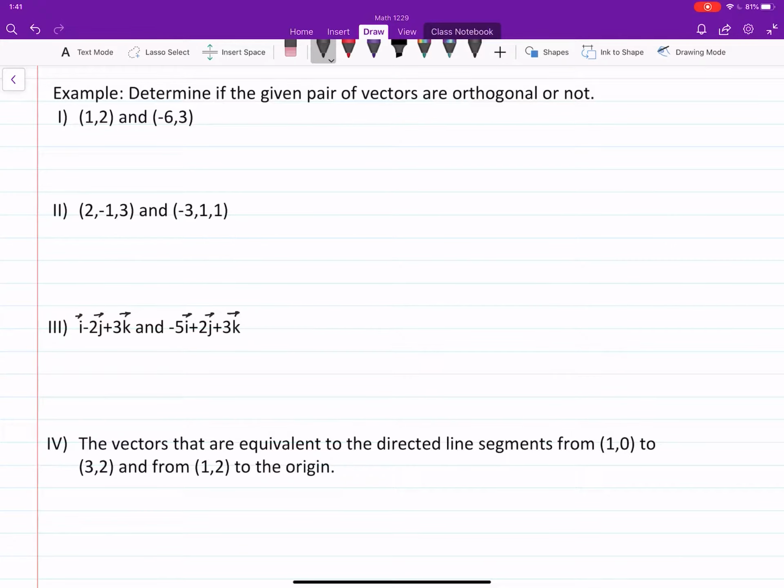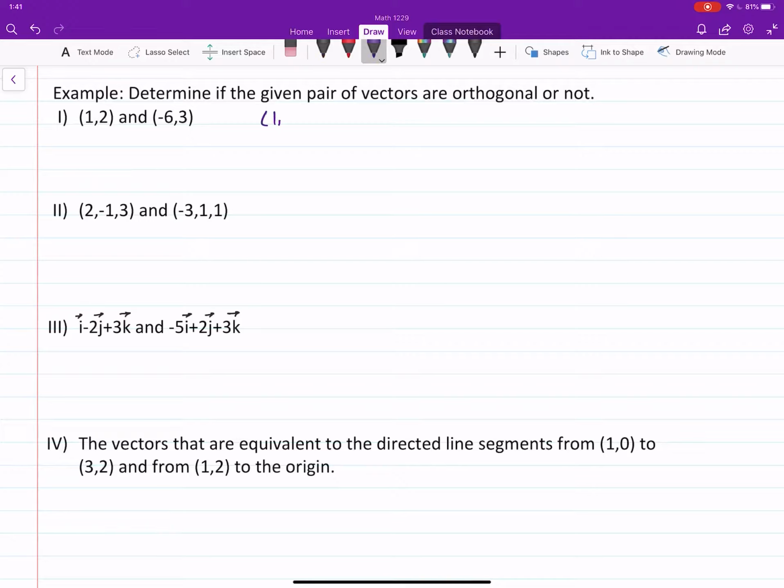Hi, in this video we will do examples for the orthogonality test. To check if two vectors are orthogonal or not, we need to find their dot product. If the dot product is 0, then they are orthogonal. Otherwise, they are not. Okay, let's start with the first pair.